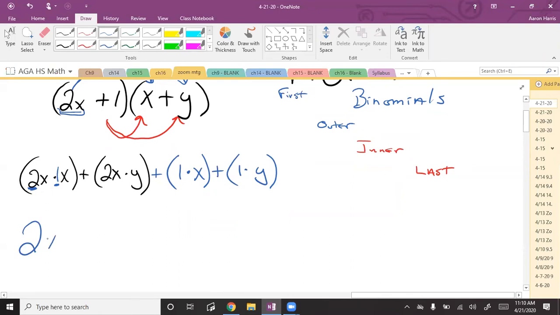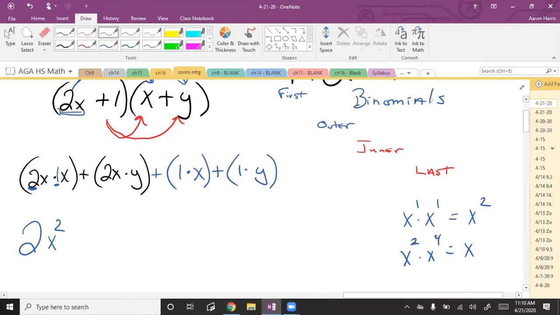X squared. Yes. Because when you multiply variables, you have to remember this. When you multiply variables, you add the what? Add the power. Yeah. Now, if I said x squared times x to the 4th, what would you say?